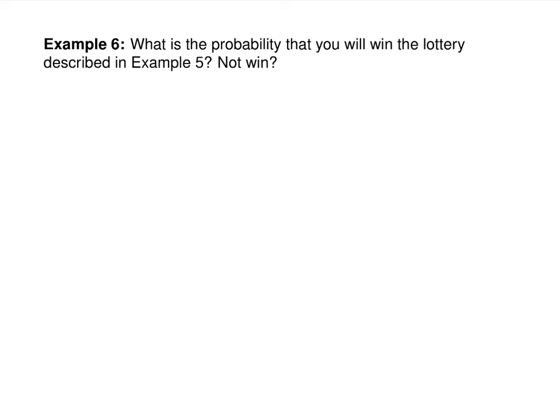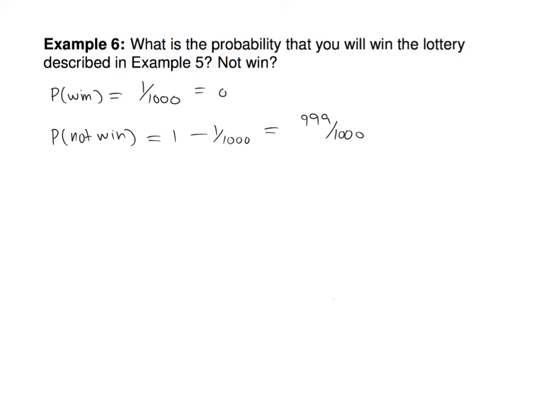So suppose you have that lottery described in example 5. You pick a number between 3 zeros and 3 nines. What's the chance that you're going to win? 1 in 1,000. There's one winning ticket out of 1,000 possibilities. Assuming there is one winning ticket, that is. I didn't say that, but we'll pretend there's one winning ticket. How about not winning? As the opposite of this event, the complement, the probability of not winning will be 1 minus 1 over 1,000, which somebody said was 999 over 1,000, right? And as decimals, that would be 0.001 and 0.999.